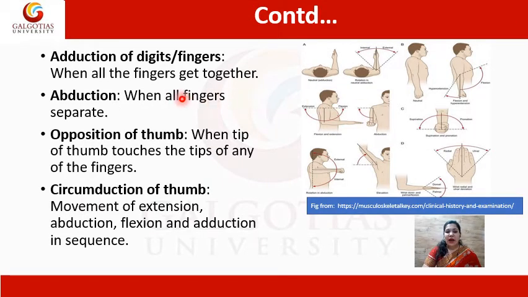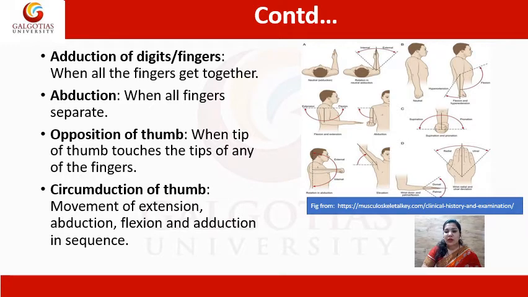Adduction and abduction of the fingers. When all the fingers get together, it is called adduction. Abduction is when all the fingers are separated. Opposition of the thumb: when the tip of the thumb touches the tips of all the other fingers, it is called opposition. Circumduction of the thumb is all the movements done together by the thumb, and it is called circumduction.